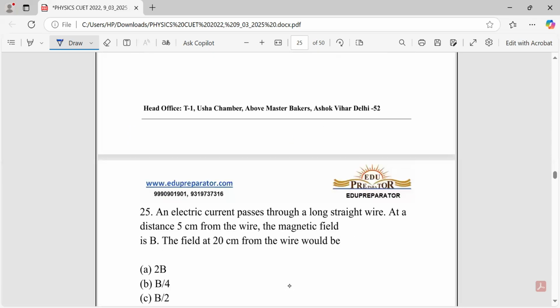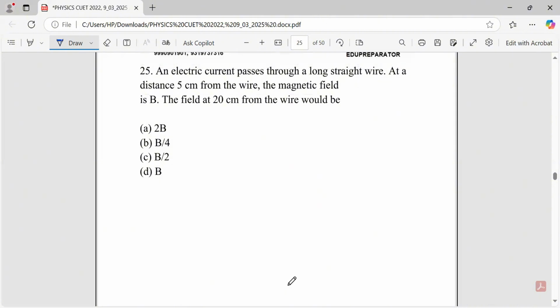So let us move to question number 25. Question number 25 is based on the concept of magnetic field due to a straight wire, mu naught I upon 2 pi r. He says from 5 centimeter to 20 centimeter, it means it is 4 times. If you make the distance 4 times, then the magnetic field becomes 1/4. So therefore you have B as the answer.